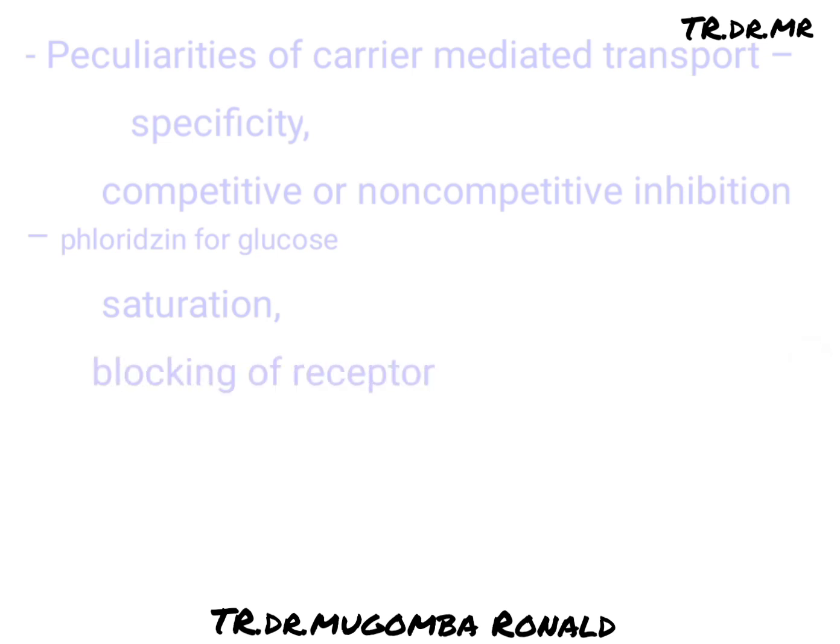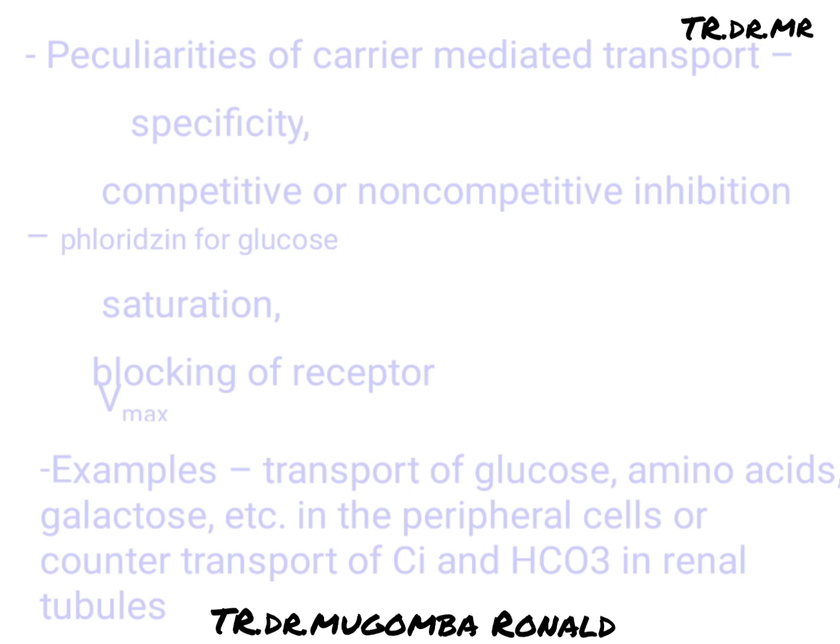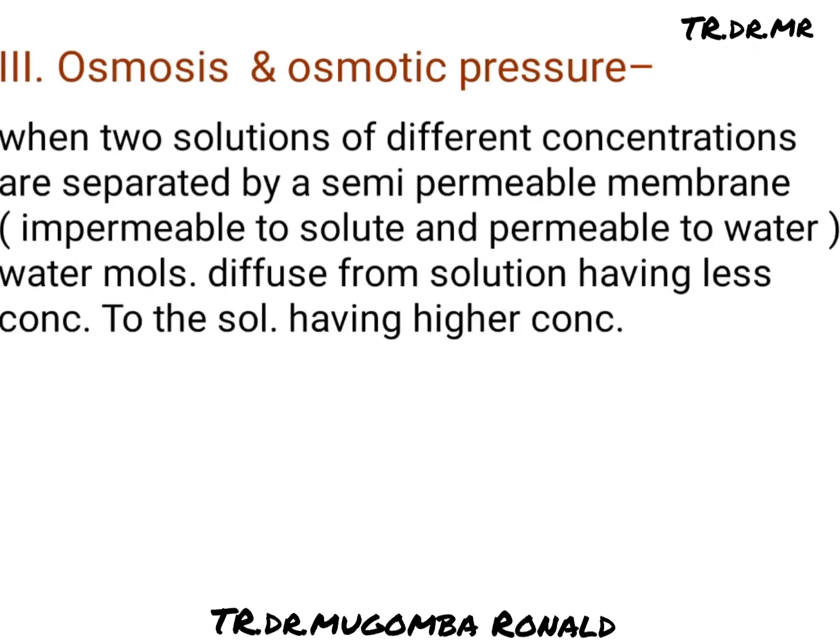So sometimes we can block the receptors, like it is used in pharmacology when we are looking at drugs. So we can use certain receptors to block certain materials from crossing the cell membrane. Examples of those carriers include the glucose channels, amino acid channels, galactose channels. In peripheral cells we have the counter transporters of chloride and bicarbonate ions in the renal tubules, etc. Now we can go ahead and look at osmosis.